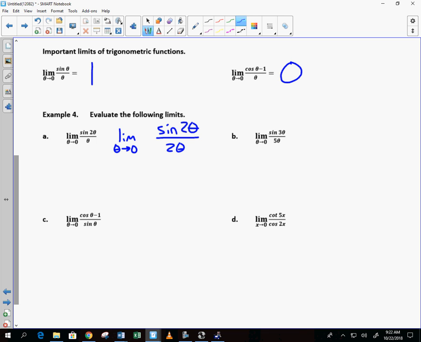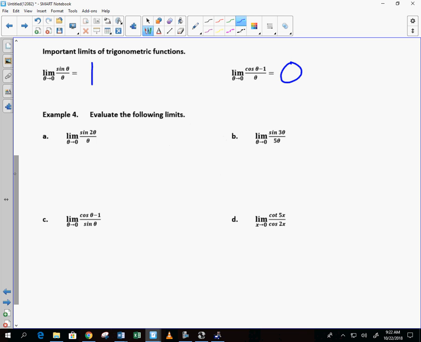Because here I have theta over theta, okay, sine of theta over theta. Here I have sine of 2 theta over 2 theta. See that the angle here is theta? The angle here is 2 theta. As long as the angles are the same, then the limit comes out to be 1. But if you look at my original problem, are the angles the same? They are not the same, okay?